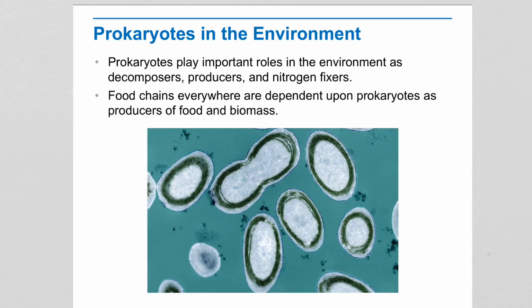which helps break things down. Some bacteria are producers, which hopefully you remember, those are the organisms that help to give energy to the ecosystem. And some are also nitrogen fixers, which is important because they convert nitrogen gas into a form that can be picked up by plants, and then that puts it into our food chains too. So really a lot of the food chains that we have are dependent upon prokaryotes as producers of those food and biomass.